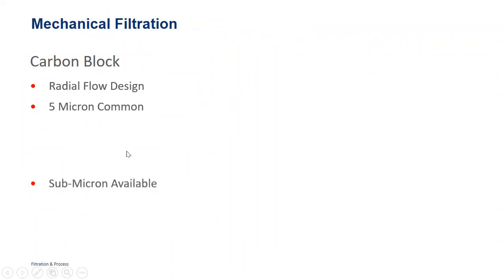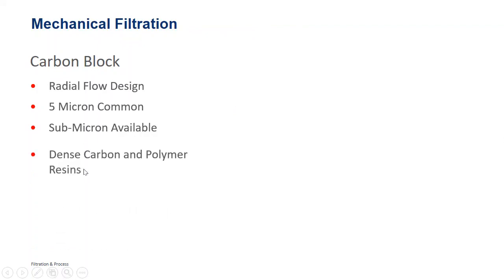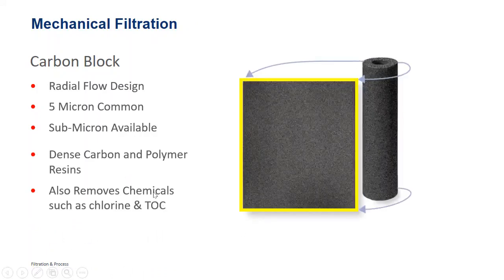These are typically 5 micron in size. You can get sub-micron in carbon blocks. I don't recommend those. Why? They're going to clog really quickly. We'll see why here in a minute. These are made out of a dense carbon, and they're mixed with the resin and extruded out of a press, just like that Play-Doh press as a kid where you made a tube of Play-Doh. We're doing that with carbon here, and this also gives us chemical reduction as well, chlorine and organics.